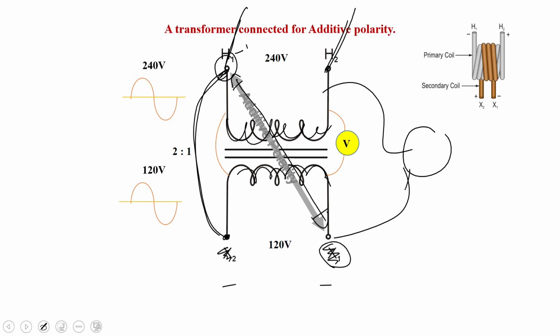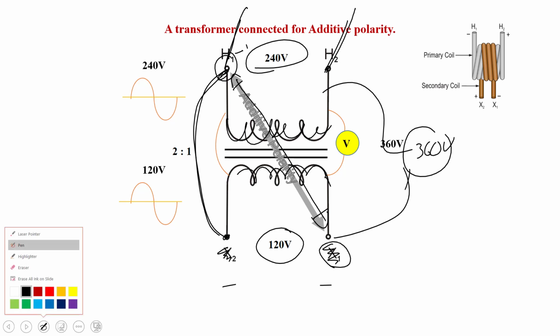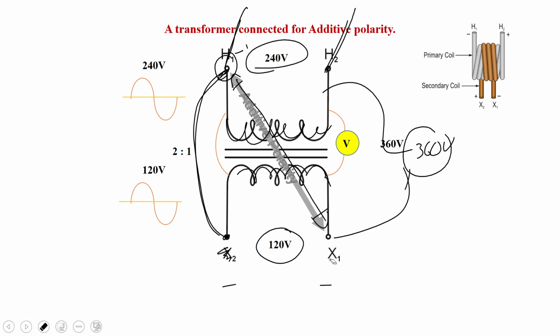Now, if this transformer is additive, the two voltages, the applied voltage and the induced voltage, will add. So we'll get 360 volts. If I see that the two voltages add, that means that I have an additive transformer. And if I have an additive transformer, I have to mark the terminal kitty corner to H1 as X1, and then the other end of the X1 obviously is X2. So that's what an additive transformer is. So it all just depends on the way that this thing is wound.